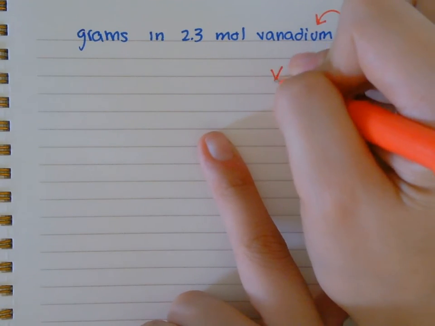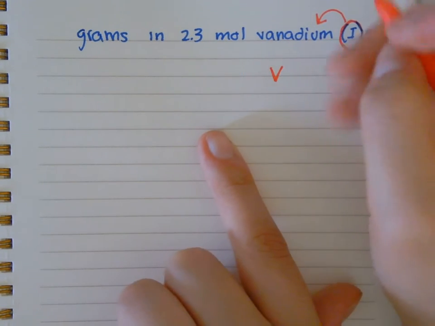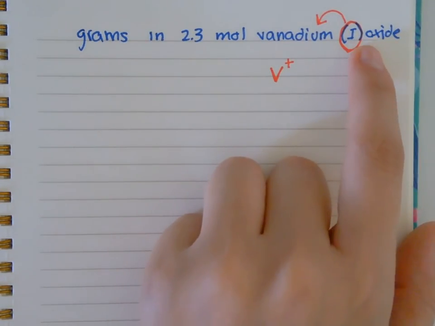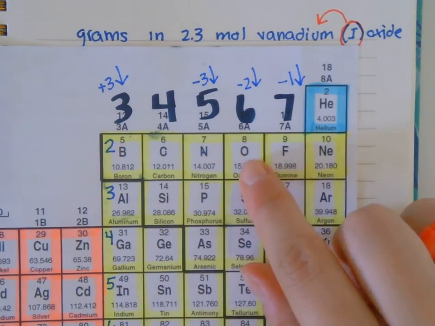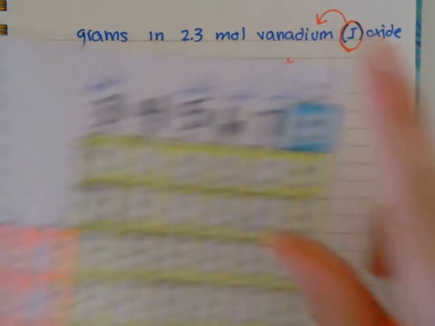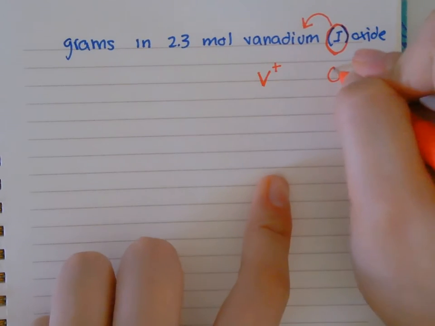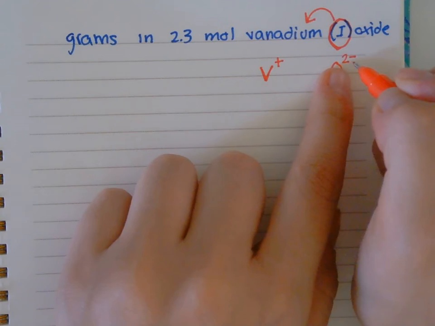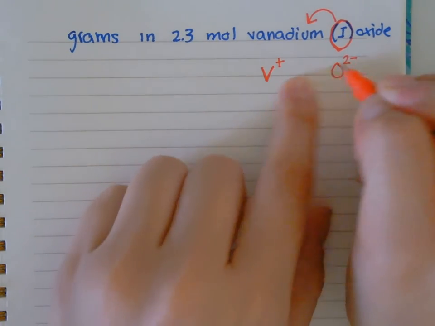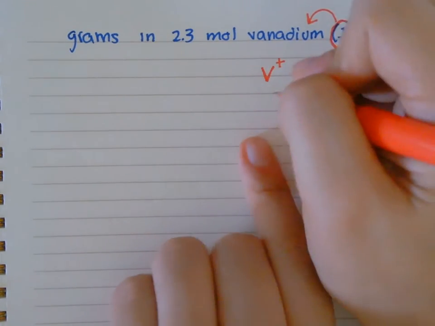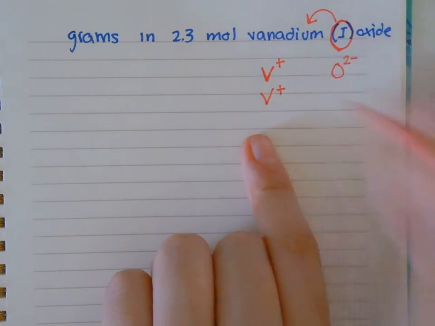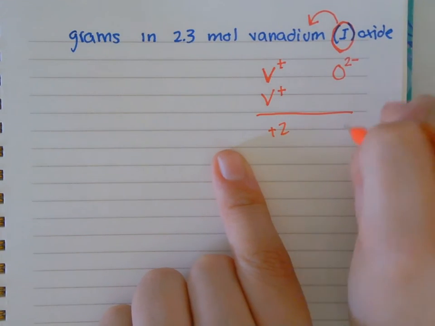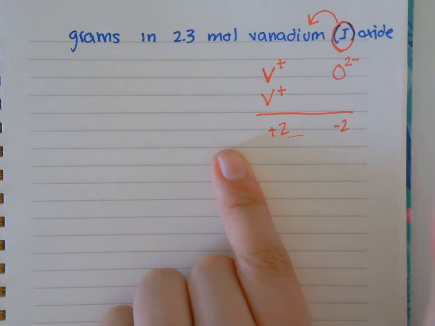So vanadium, that's V, has a charge of +1. Oxide refers to oxygen, and oxygen has a charge of -2. It will always have a charge of -2. To balance out this -2 charge, I need a +2 charge, but I only have a +1 so far. So I'm going to need another vanadium atom. And now I have a total charge of +1, +1, and -2, and now these cancel out and I'm good.